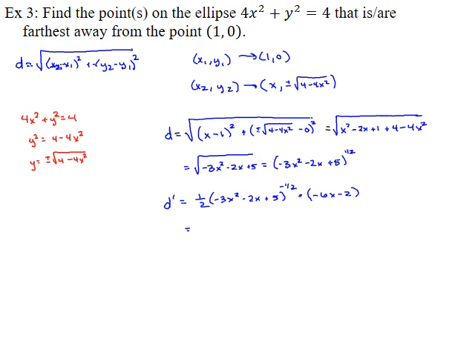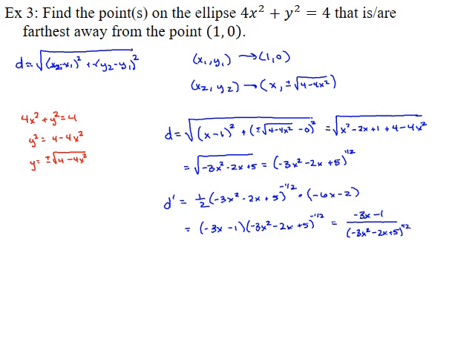Multiply the 1/2 by that part, so that would be a negative 3x minus 1, multiplied by negative 3x squared minus 2x plus 5 raised to the negative 1/2. And then if I rewrite this in a nice cleaner way, it would be negative 3x minus 1 over negative 3x squared minus 2x plus 5 raised to the 1/2 power.